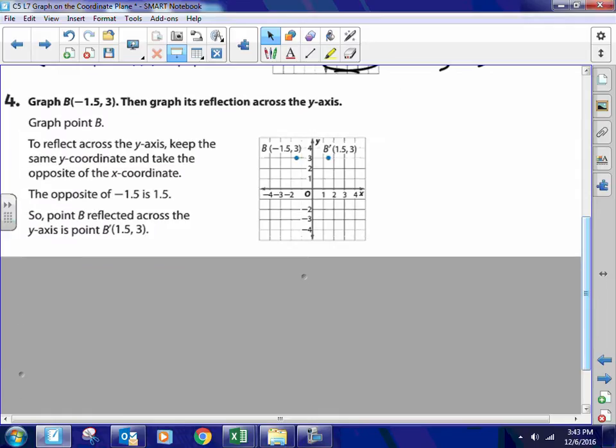All right. Graph B at -1.5, 3, then graph its reflection across the y-axis. They graph B for us. It's very simple. -1.5 and 3, excuse me.